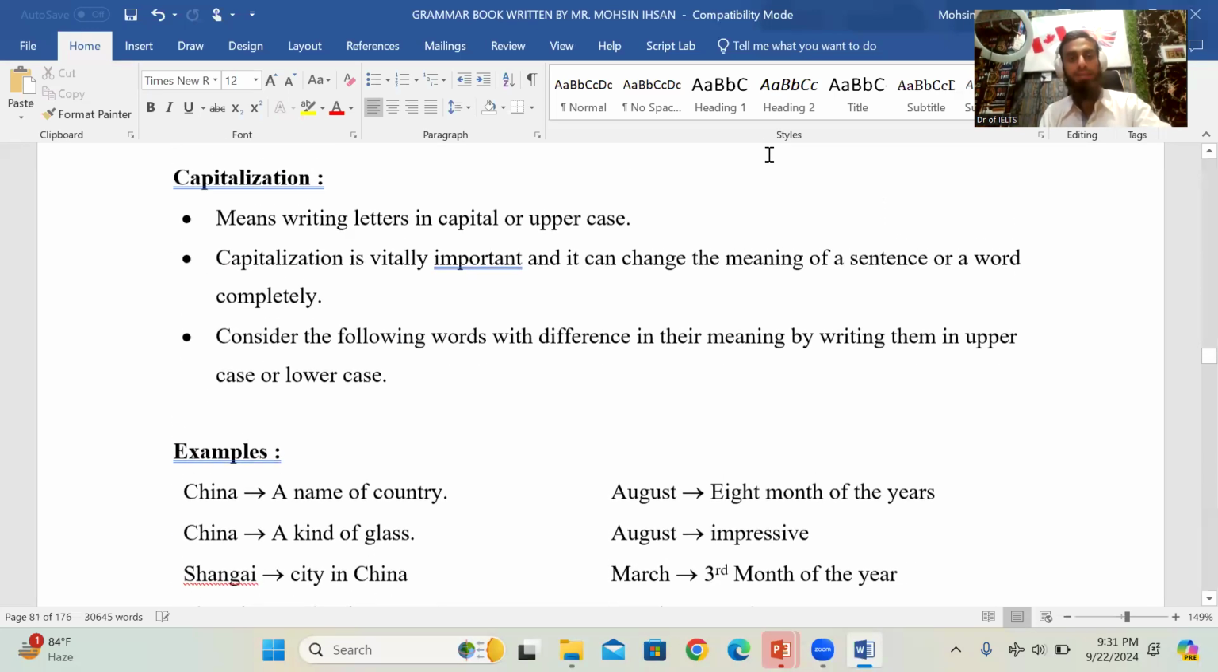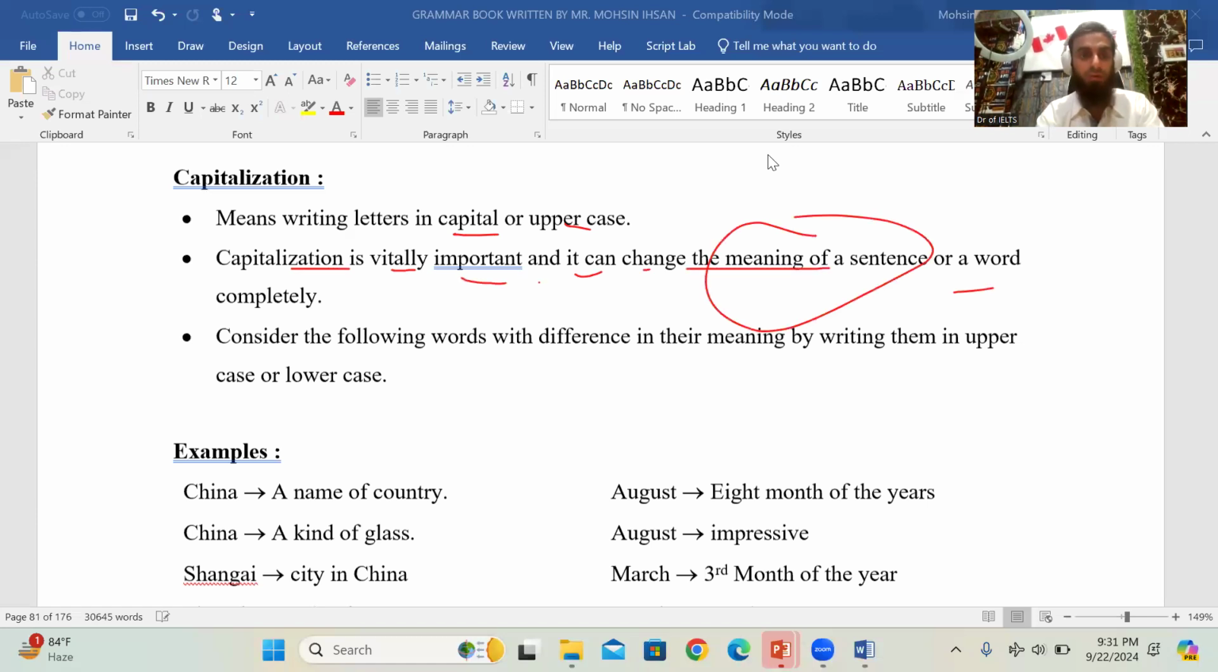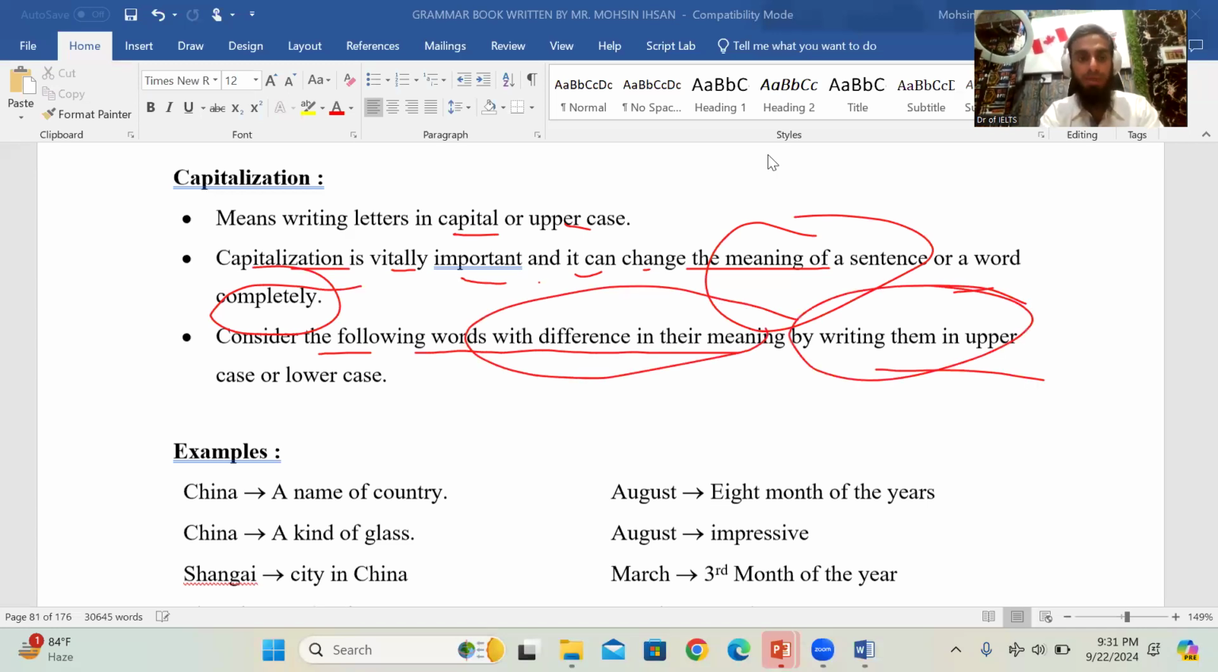Now, capitalization means writing letters in capital or uppercase. It's interesting. Capitalization is vitally important and it can change the meaning of a sentence or a word completely. Consider the following words, which differ in meaning when written in uppercase or lowercase. For example, if you write China with a capital, it is the name of a country. But if you write it with a small c, then it is a kind of crockery.